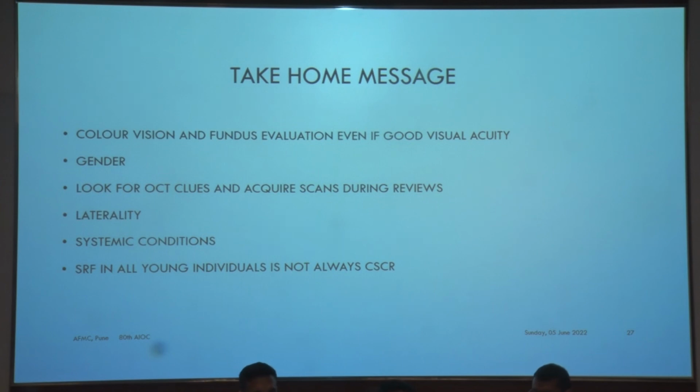So the take-home message is, in this spectrum of young people presenting with subtle diminution of vision and metamorphopsia, we should consider doing color vision and other macular tests such as contrast sensitivity and photo stress test. Fundus evaluation, even if good visual acuity of 6/9 or 6/6 is present, we should insist on, even in a non-mydriatic setting. Gender should be on our mind, that females are generally not predisposed to CSR, and we should look for OCT clues and acquire scans during reviews.